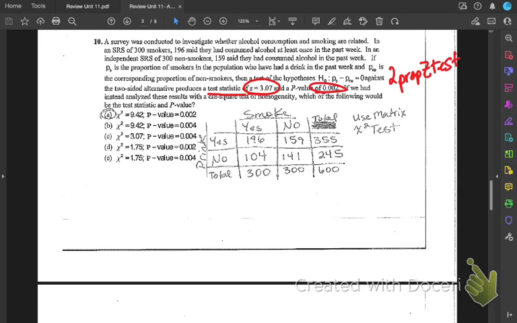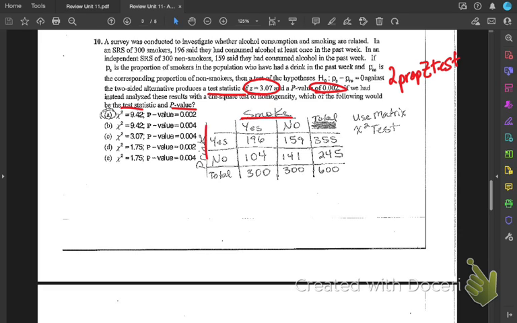If we had instead analyzed these results with a chi-squared test of homogeneity, what would we have gotten for the test statistic and the p-value? So what we need to do is take all that data and convert it to a two-way table, okay?